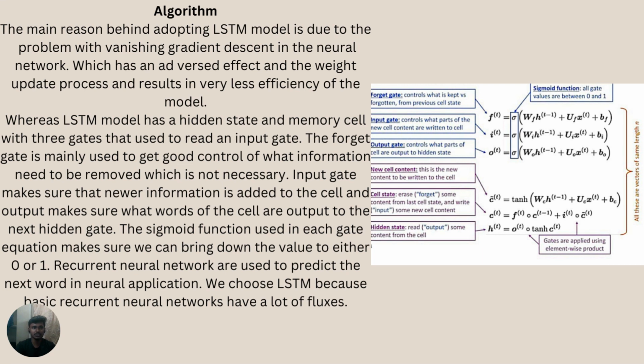The input gate makes sure that newer information is added to the cell, and the output gate makes sure which words of the cell are output to the next hidden state. The sigmoid function used in each gate equation makes sure we can bring down the value to either 0 or 1. Recurrent neural networks are used to predict the next word in the application. We choose LSTM because basic recurrent neural networks have a lot of fluctuations.